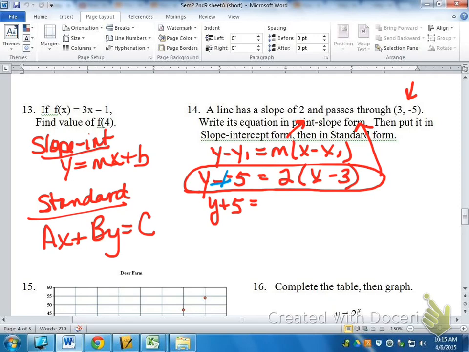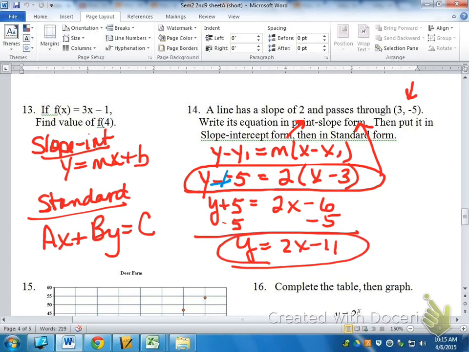Now they want me to change it to slope intercept form. So that means that you distribute 2x minus 6. What's keeping that now from being in slope intercept form? Only one thing. The 5. So I'm going to subtract 5. And y equals 2x minus 11. So that is slope intercept form. And then finally, standard form. What I'm going to do to go to standard form is I'm going to subtract 2x from each side. And I get negative 2x plus y equals negative 11.